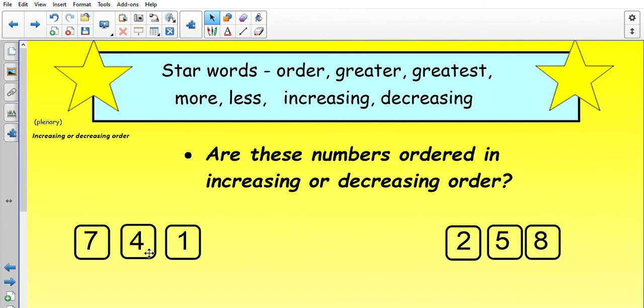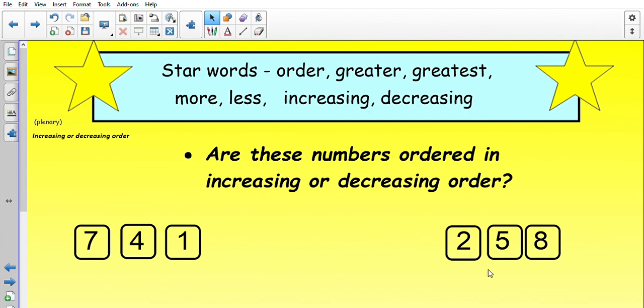Now is 4 more or less than 7? Oh, it's less, isn't it? So I think we're less, so we're decreasing. But let's check with the third one. What's the third one? Oh, 1. And 1 is less than 4, isn't it? So 7 is the greatest. 4 is greater than 1, so 4 is in the middle, but 1 is at the end, so we are decreasing. The numbers are getting smaller or less. Oh, so those numbers are decreasing.